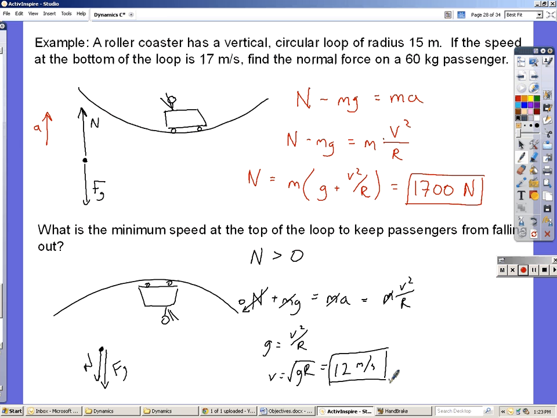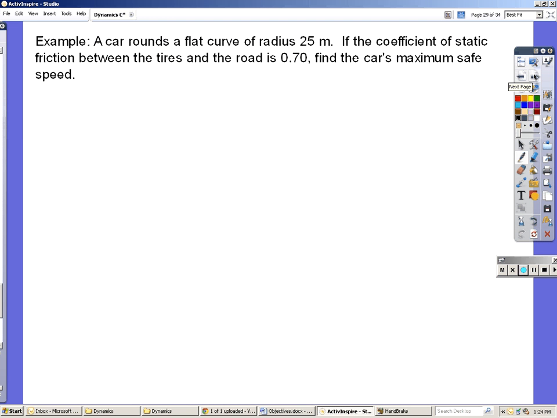If the roller coaster goes faster than that, everyone's okay. If the roller coaster goes slower than that, everyone dies. And notice that this result does not depend on the weight of the passenger, which is useful because it means that if someone of normal mass is safe on this roller coaster, a little kid is also safe, and someone who's really fat is also safe. So, simple examples of forces and circular motion.